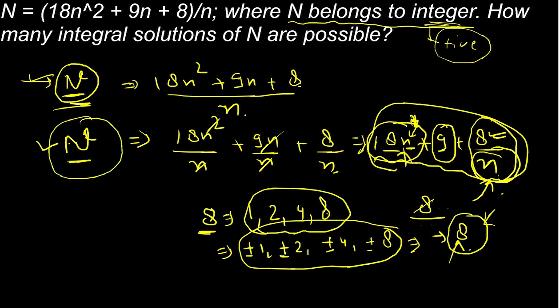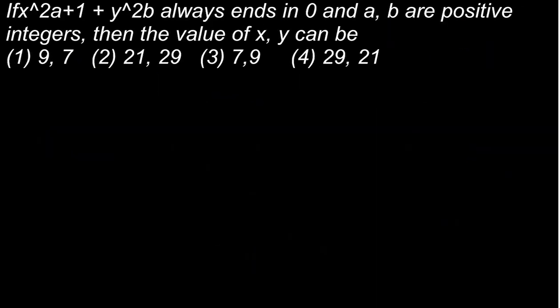Okay, so let's come to the next problem. If x to the power 2a plus 1 plus y to the power 2b always ends in 0, and a and b are positive integers, then the values of x and y can be. Okay, so this is another problem of cyclicity. These are not direct problems, these are indirect problems. So whatever you are getting always ends in 0.